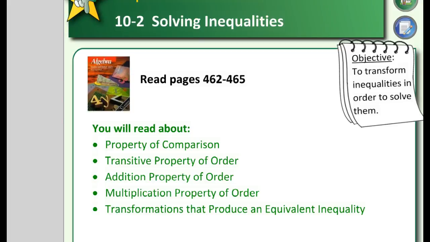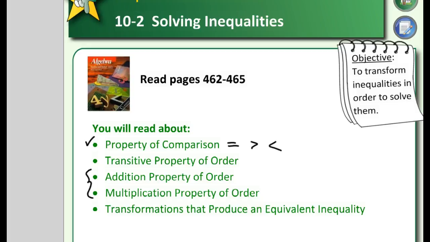Right, class, today we're going to look at the idea of solving inequalities. Now, if we take a few minutes to get started, we're going to read these pages in our book, and it's going to talk about these different properties that we're going to look at. Now, property of comparison. The idea here is we're just deciding if it's going to be equal to, greater than, or less than.